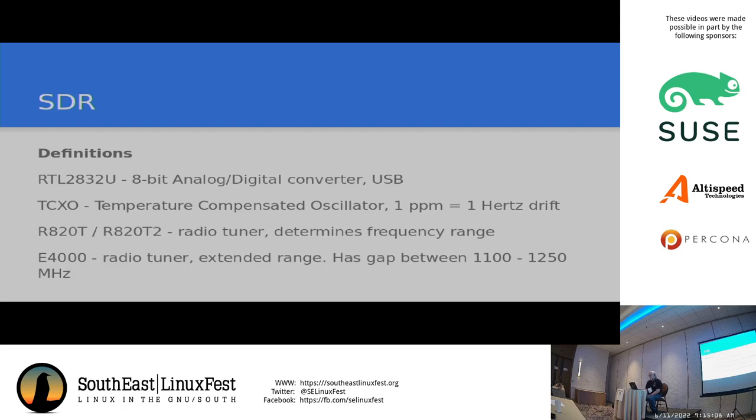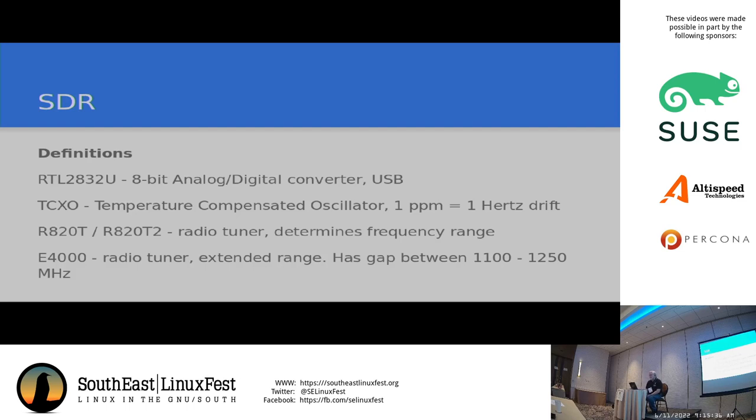And then in conjunction with the RTL chip, there's a radio tuner chip in the device. And there's a couple of different types of radio tuner chips that you can find in some of these devices. So the R820T and then the 820T2 is the newer one. So if you're shopping around, you want to look for something with maybe the newer tuner chip in it.